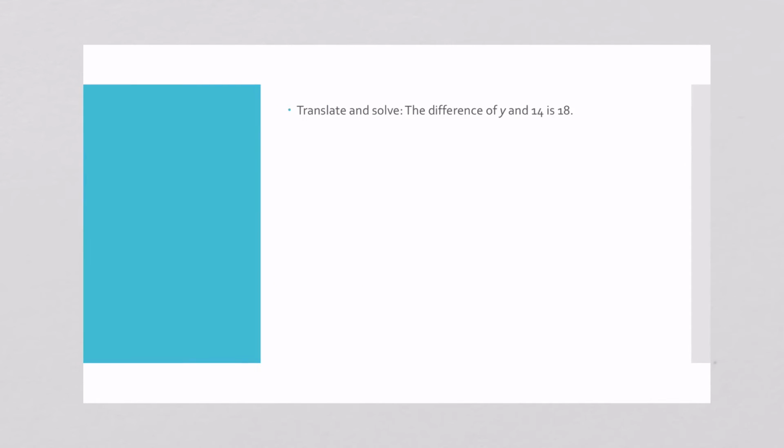Okay, for this problem right here, we're going to translate and solve again. Difference means subtraction, and I didn't really mean to put a box around that, but difference means subtraction. Y and 14, that's what I want the difference of. Is, that's where I want the box because that's my equals, is 18. So I want the difference of y and 14. A lot of people here try to give me an answer of 4, and that is simply not correct. 4 minus 14 is not 18.